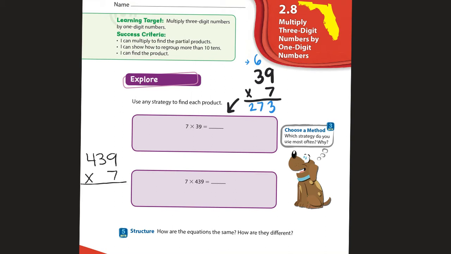Now looking at our 3-digit number, 439, I multiply that by 7, and I'm also going to write this vertically, 439 on top and 7 on the bottom. I start with 9 times 7, or 7 times 9. I carry the 6. Then I do 7 times 3, which is 21, plus 6, 27. I carry the 2, and the 7 is here in the tens place. Then I do 7 times 4. 7 times 4 is 28, plus 2 is 30.